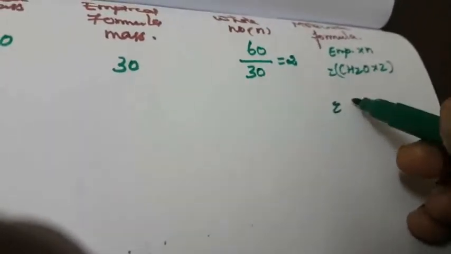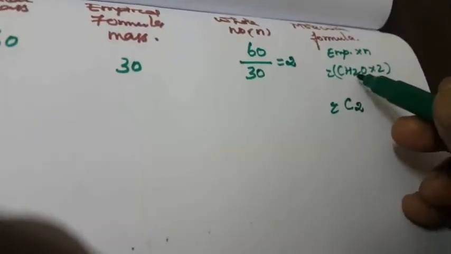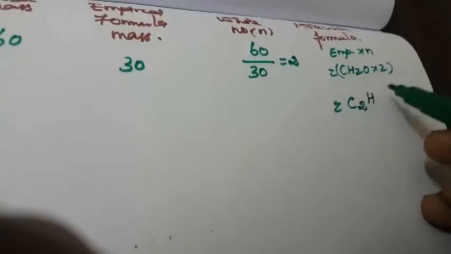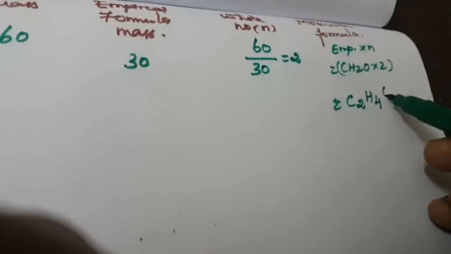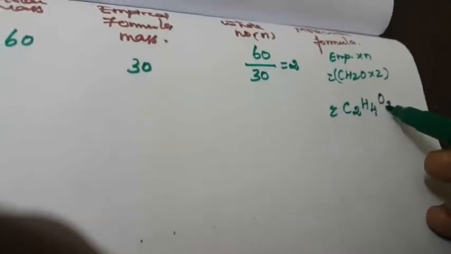Here there is only one carbon, so how to write? C2. The hydrogen is 2, so you multiply by 2, that is H4. Oxygen is only 1, so multiplied by 2 that is O2. Okay, so this is the molecular formula, C2H4O2. So next, again the same one.